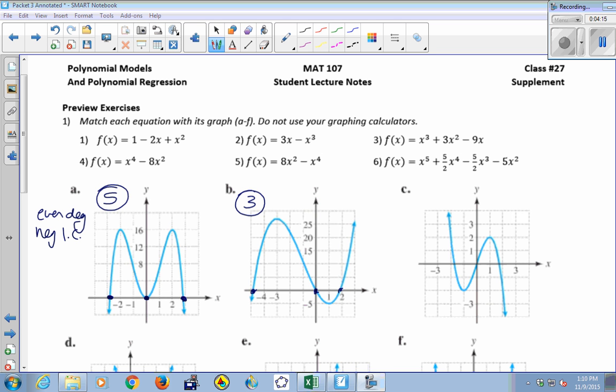Okay, looking at C, this also looks like a cubic because it's got 3 zeros and 2 extrema. But the left arm is up, right? So I'm looking for a cubic, but with a negative leading coefficient. So that would be 2.